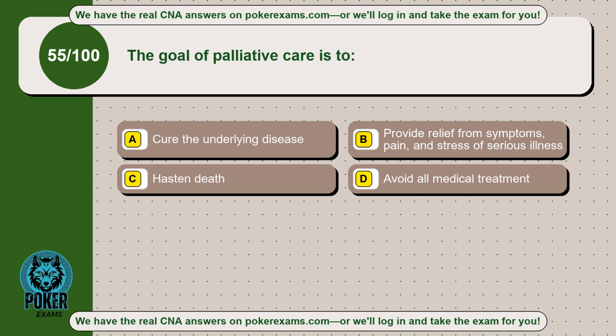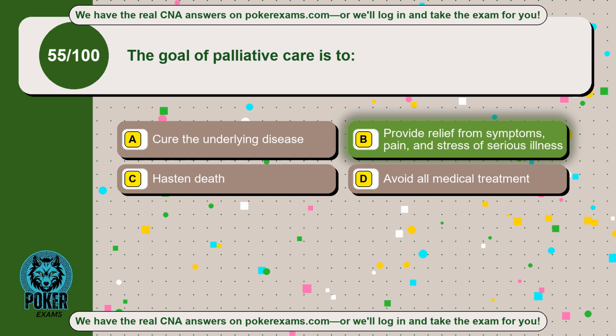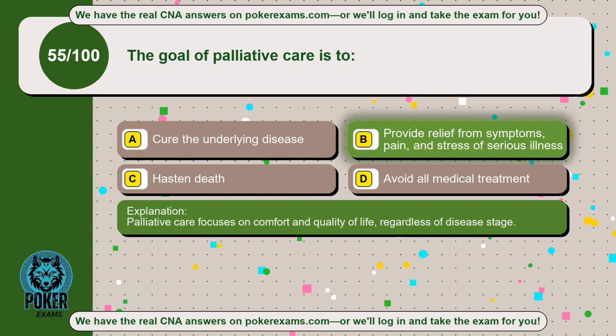Question 55. The goal of palliative care is to: Option A, cure the underlying disease. Option B, provide relief from symptoms, pain, and stress of serious illness. Option C, hasten death. Option D, avoid all medical treatment. The correct answer is option B. Provide relief from symptoms, pain, and stress of serious illness. Palliative care focuses on comfort and quality of life, regardless of disease stage.